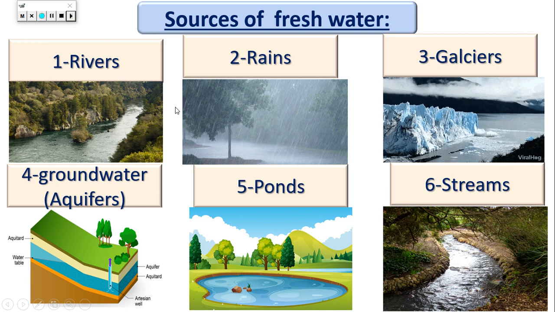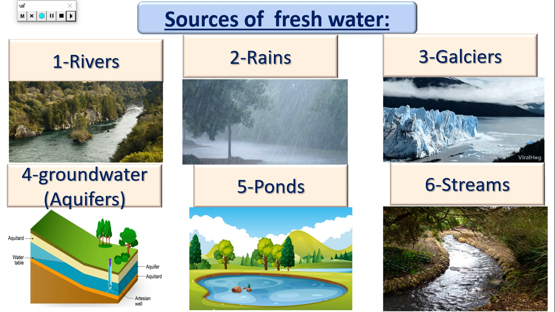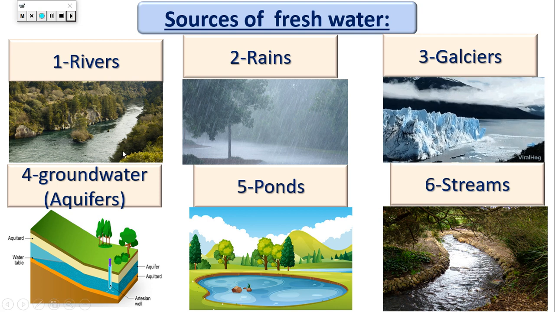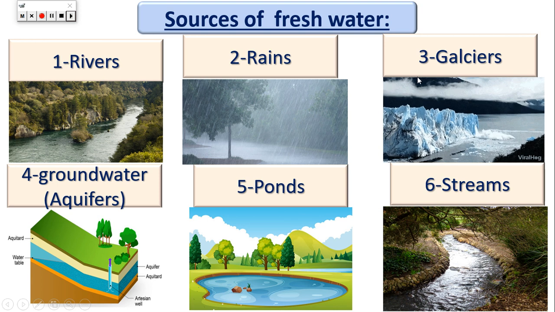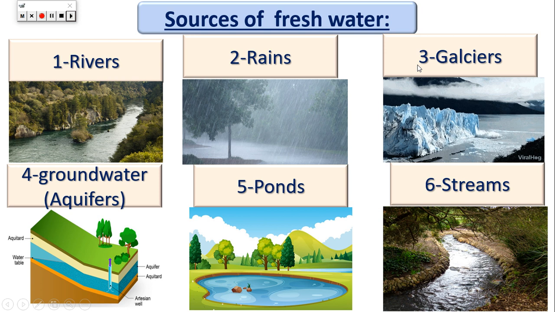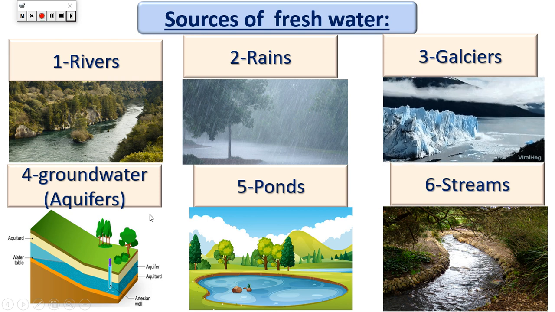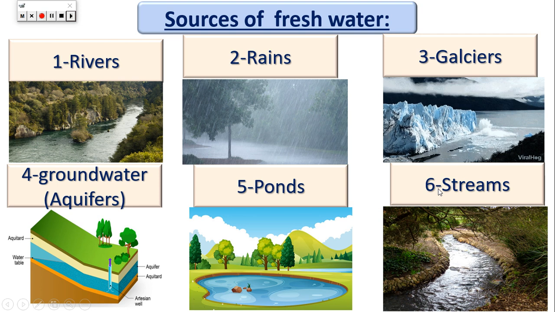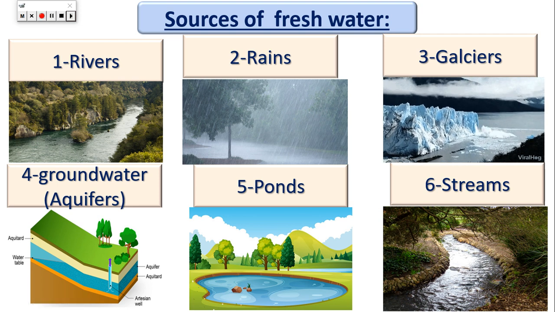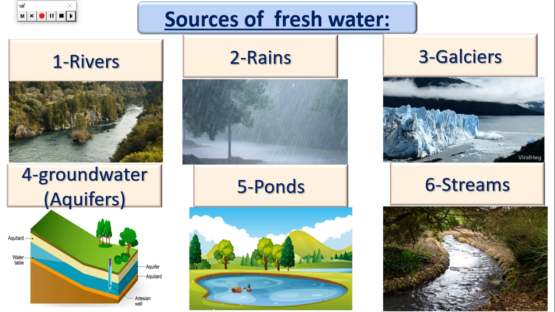Sources of fresh water. We need to know which type of water each water body contains, fresh or salt. As we know, rivers contain fresh water, rains, and glaciers, because glaciers are large sheets of ice, and ice is fresh water. Groundwater or aquifer, ponds, and streams. And as we know before, streams are the beginning of the river. When they run off connected with the river, it's the stream.